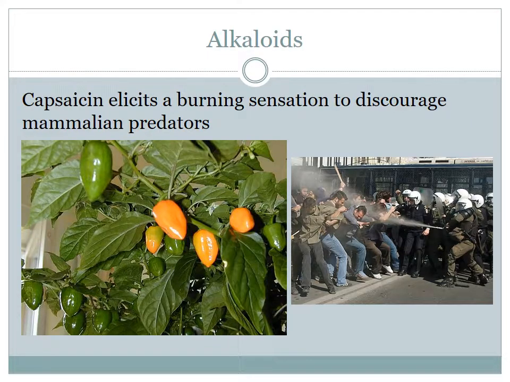One type of alkaloid is capsaicin. This elicits a burning sensation to discourage mammalian predators. If you've had a hot pepper, think jalapenos, habaneros, things like that, it hurts to eat, right? You take a bite out of it. It hurts because this capsaicin hits the receptors on your tongue, and all of a sudden, your eyes start watering. You don't want to eat any more of that plant. This is there to discourage predators from eating the peppers as they grow.